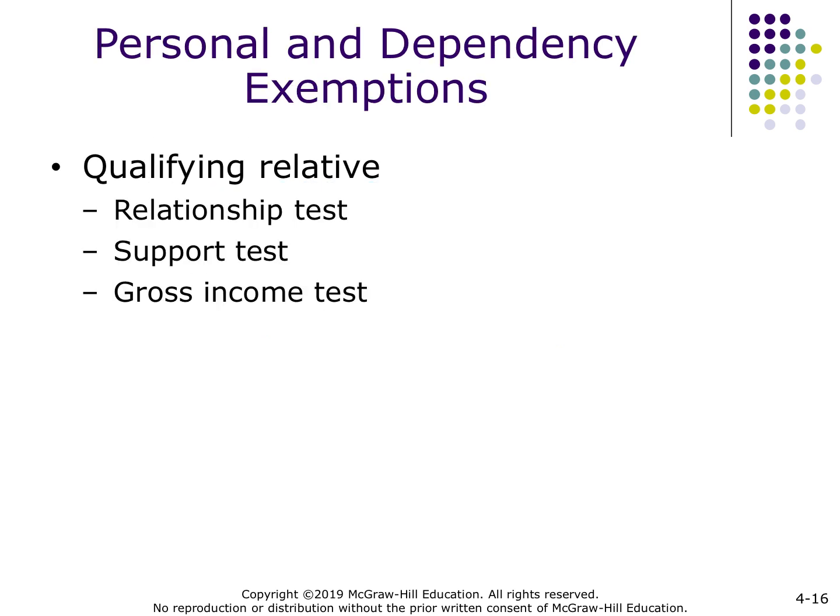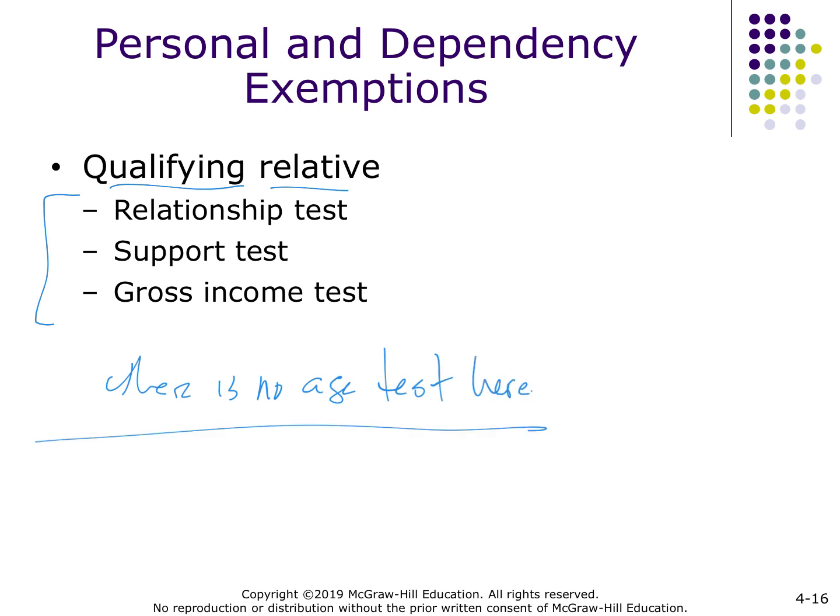Okay? Now, we also have qualifying relative. So the qualifying relative dependency tests are a little bit different than the qualifying child. Okay? First of all, you see that there are only 3, and so what's missing is age. Okay, so there is no age test here. Okay, for this one, no age test.